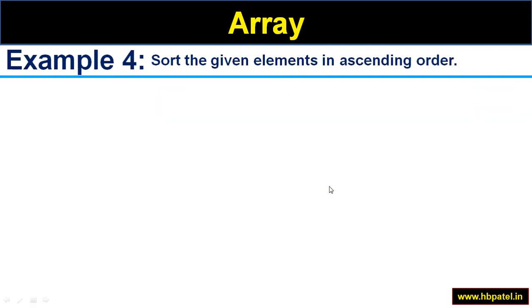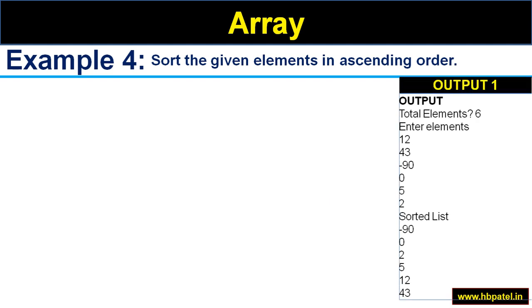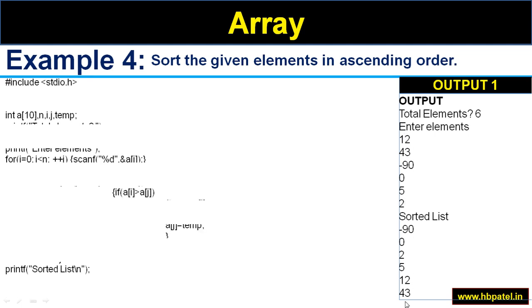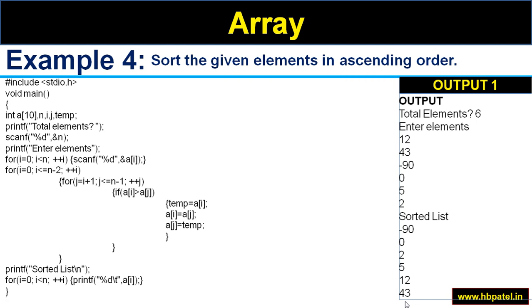So now with this, let us write a program. The output would look something like this. First it will ask me to enter total number of elements, let's say 6, and then I'll be entering all these elements, and then it should print me the sorted list. So this is my complete program.